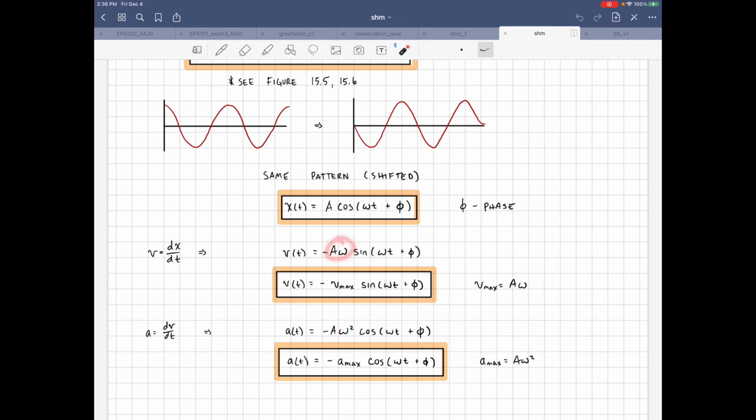So we had A omega up here. Now we've got A omega squared. Still have the minus sign left over from up here, but now again it's cosine. And again, the maximum acceleration then is just this leading term, the amplitude multiplied by the square of the angular frequency.